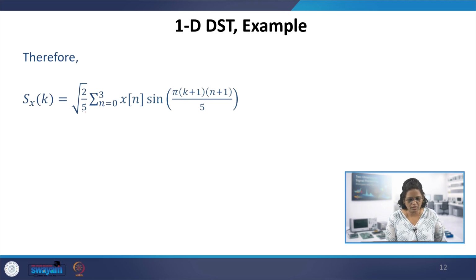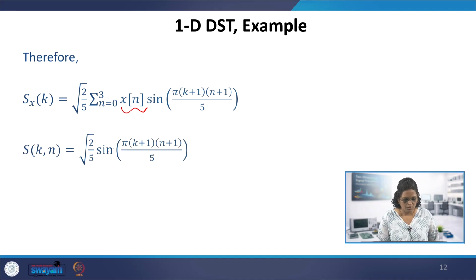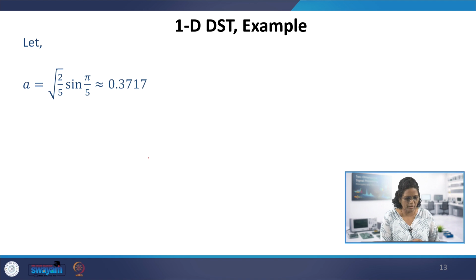The equation of DST becomes x of n, where n is varying from 0 to 3, and k also can be varied from 0 to 3 to obtain these transformed coefficients, k pi into (k plus 1), (n plus 1) by 5. So now this is the kernel matrix, so we can get the kernel matrix for it.